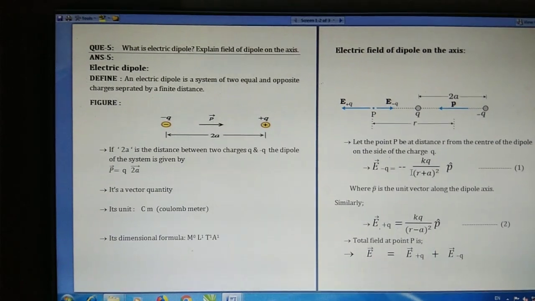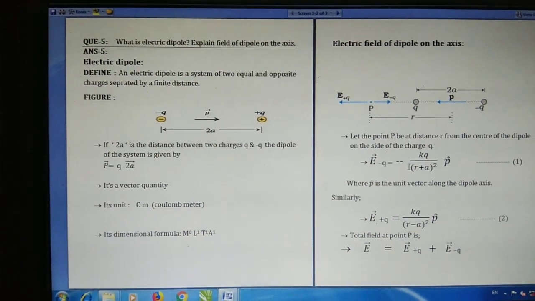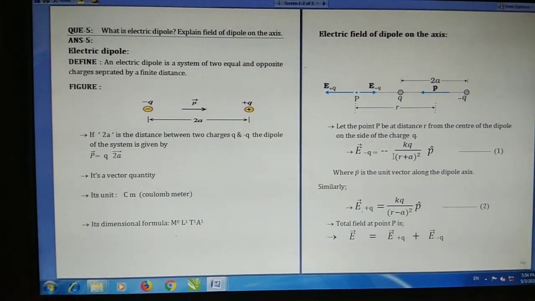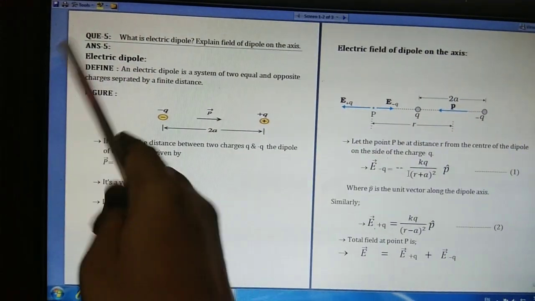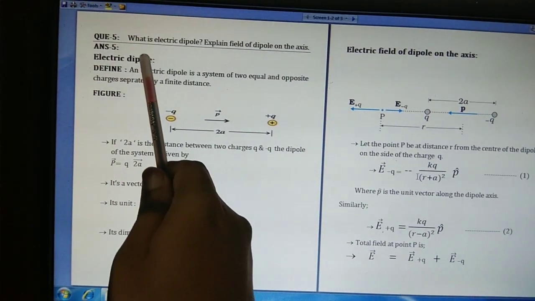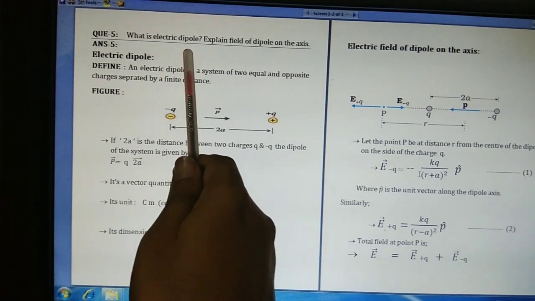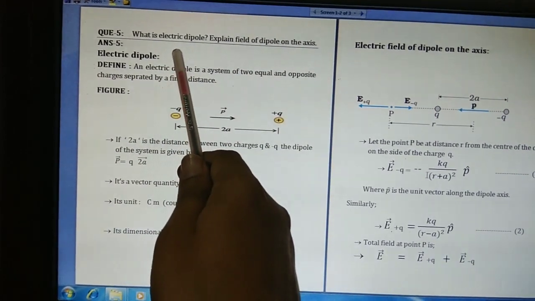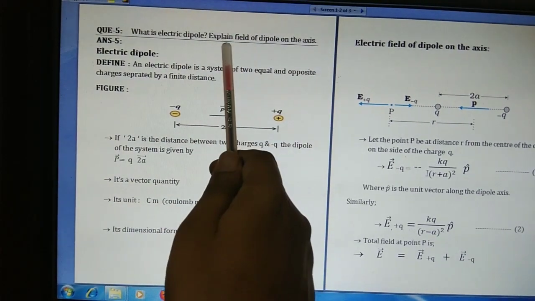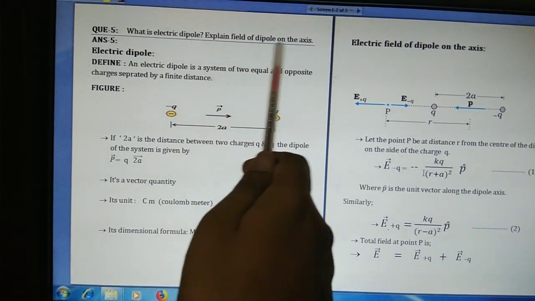What is an electric dipole? And explain the field of a dipole on the axis. Okay, so this question is divided into two parts. In the first half we will discuss the dipole, and in the second half we will explain the field of a dipole on the axis.